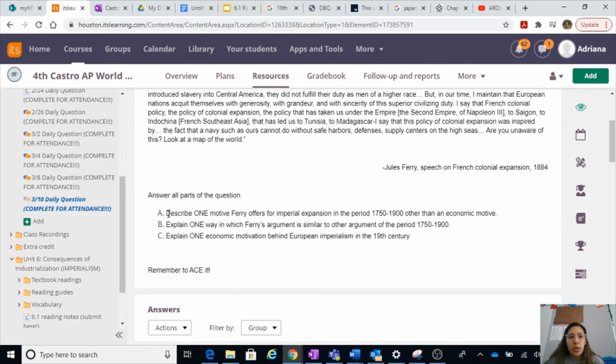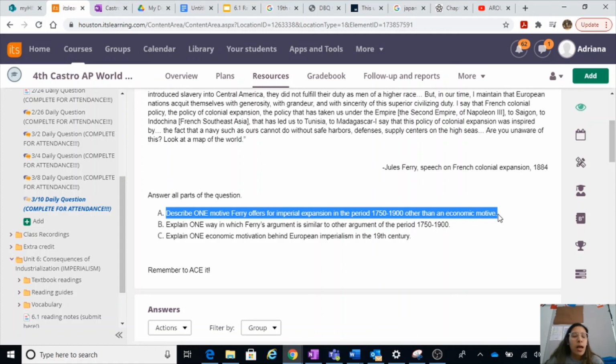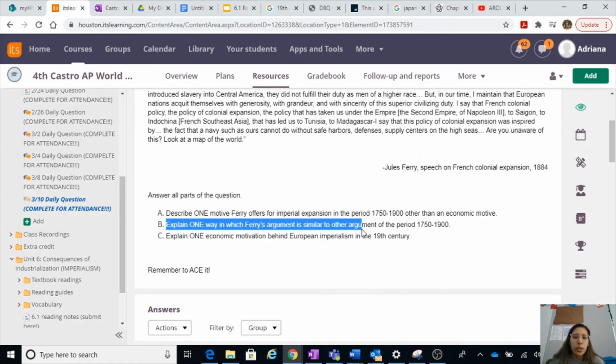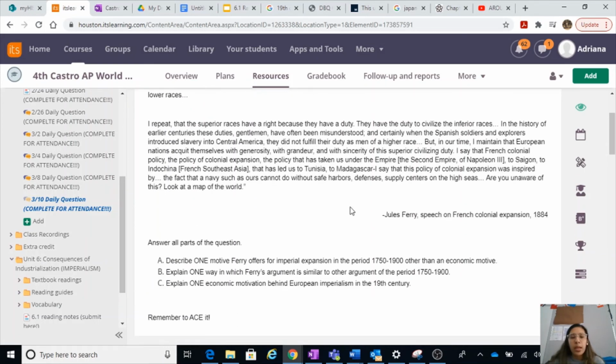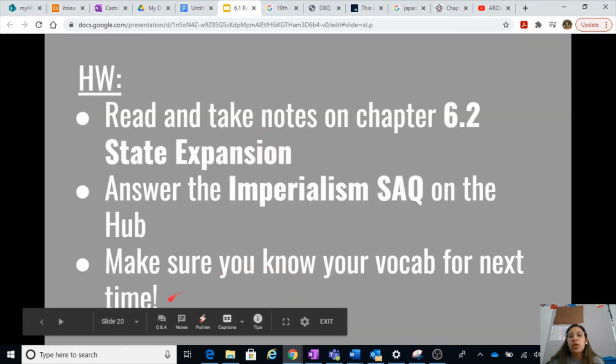The SAQs are: describe one motive Ferry offers for imperial expansion other than an economic motive, explain one way in which Ferry's argument is similar to other arguments of the time period, and explain one economic motivation behind European imperialism. So you should be able to do it. Use your textbook, use your knowledge.